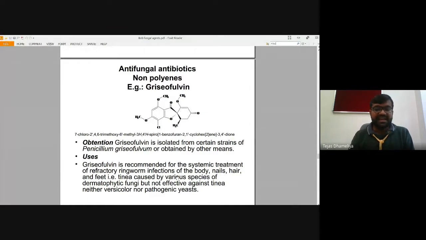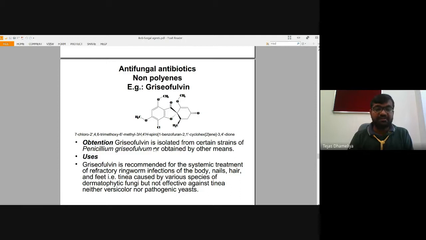And this is the IUPAC name of this. Benzofuran, this is benzo and furan. Spiro cyclohexene 2-ene. So at this position, the cyclohexene 2-ene is there. 3,4-dione. So this is the 3 position, this is the 4-dione. And then chloro is here. 2,4,6-trimethoxy here. And then 6-methyl. So here is a methyl in this.